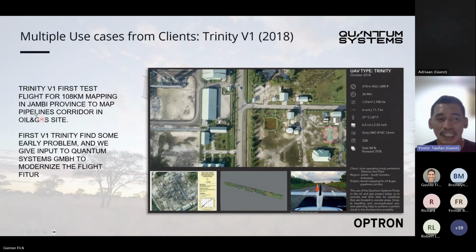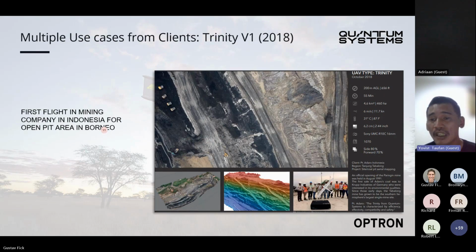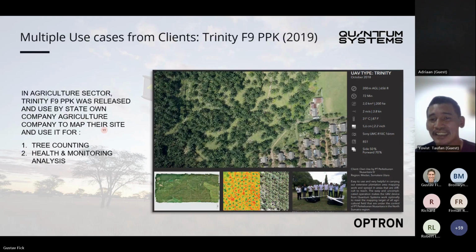Okay, this is when Trinity version 1, we were already doing mapping from urban mapping, oil and gas mapping, and then mining, and then for oil palm plantation. In this era, we didn't have multiple features like terrain following, safety features, or PPK. We just did mapping.